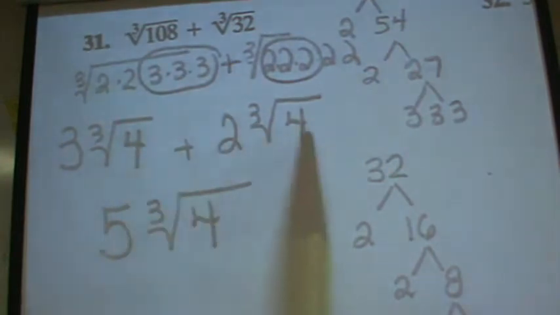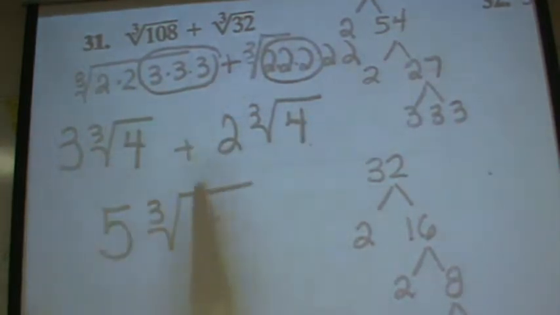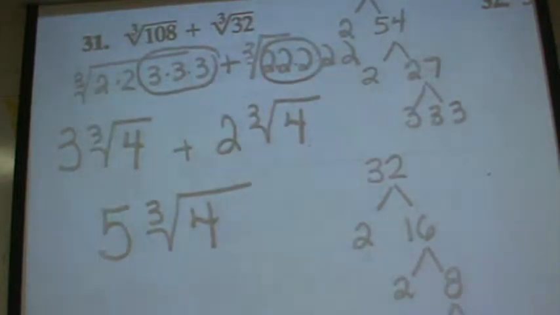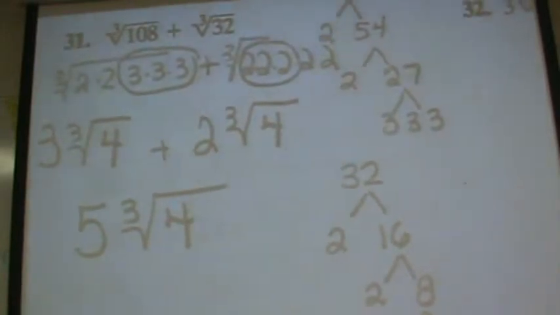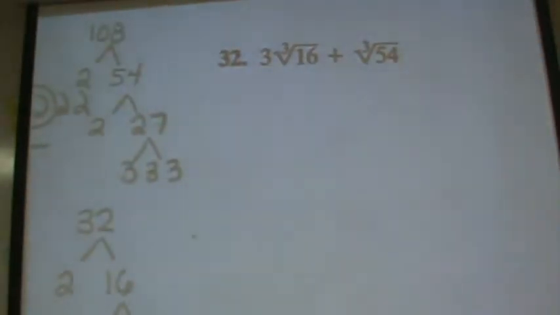Notice how I did not add these up. I only added the coefficients. It's like if you said, what's 1x plus 2x, you say 3x. You don't say 3x squared.